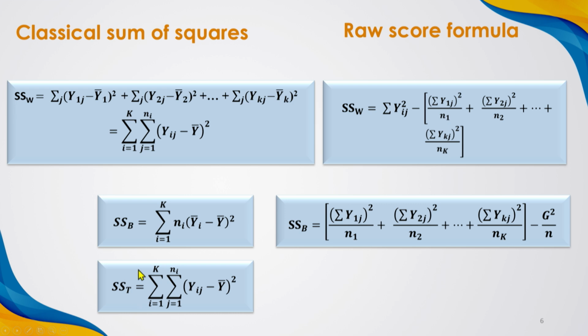Similarly, for total we had a complex formula like this, and for this the raw score formula will reduce it to squares of the observations, and you have to take the sum of all the squares of observations, and then the second term remains the same, similar to the between sum of squares.